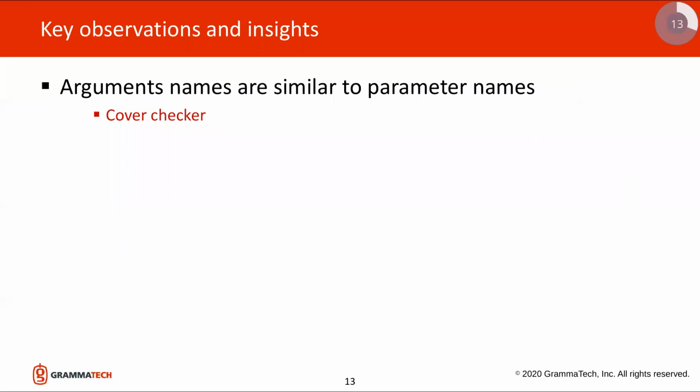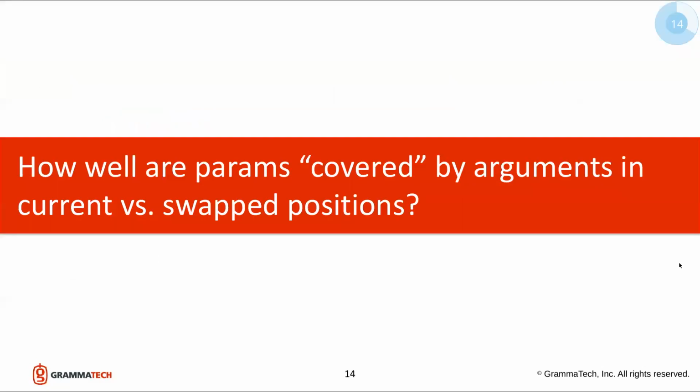Let me now talk about the key observations and insights that drive our checker. Associated with each of these insights is a stage of our checker, and we layer all of these stages together. The first observation is that argument names are usually similar to the parameter names. Based on this, we created the cover checker, which asks the question, how well are parameter morphemes covered by the argument morphemes in their current versus the swapped positions?